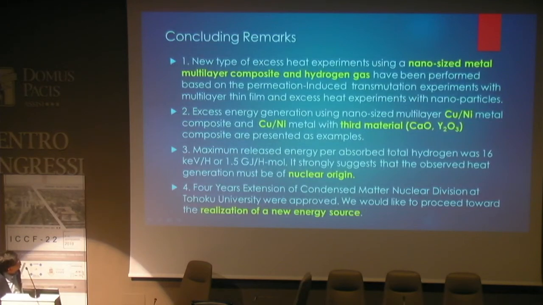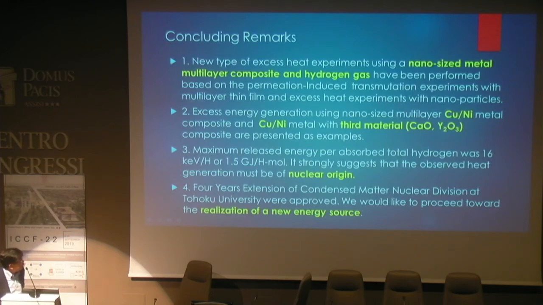Okay, so we'd like to conclude my presentation. A new type of excess heat experiment using a nano-sized metal multilayer composite and hydrogen gas has been performed, based on the permeation-induced transmutation experiment with multilayer thin film and the excess heat experiment with nanoparticles. Excess energy generation using nano-sized multilayer copper-nickel metal composite and copper-nickel metal with solid material, for example, calcium oxide and Y2O3 composite, are presented as examples.